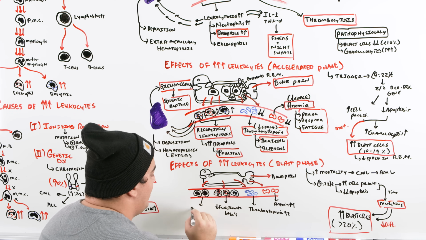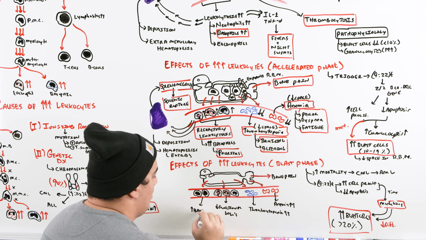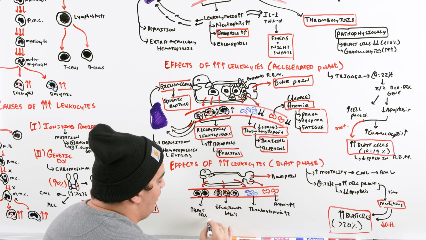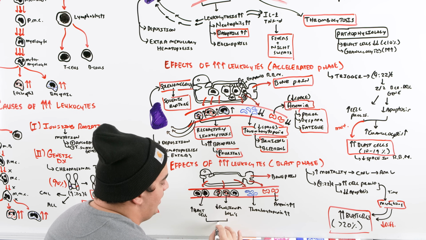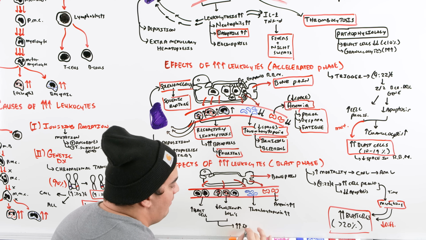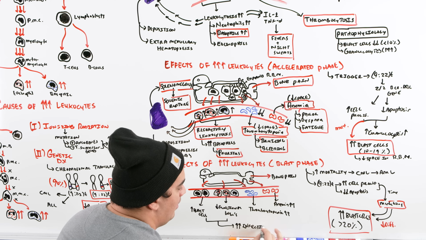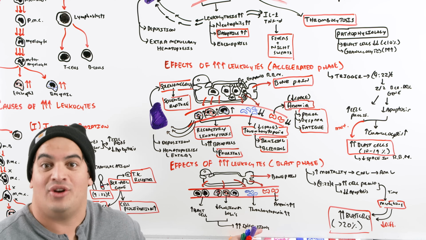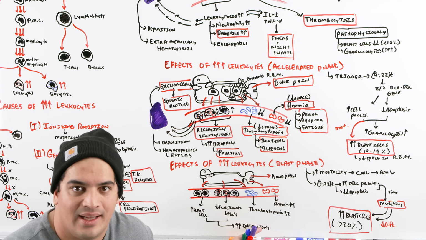And you have increasing blast cells. And there's two effects here. If you have less functional white blood cells and increasing blast cells, then you have a high risk of infection. And then you can start seeing things like pneumonia, UTI, cellulitis.